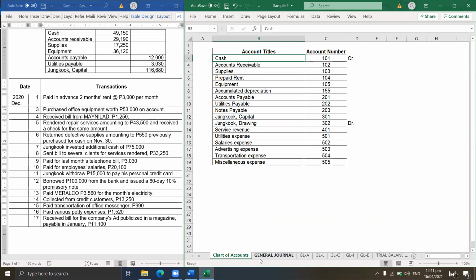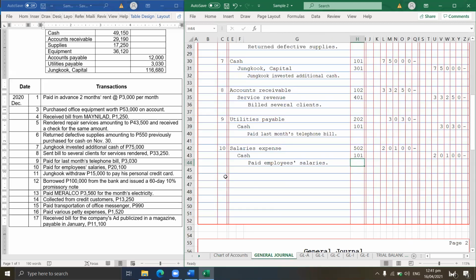Okay, so let's proceed with the journal. So it's leave one space, December 11. Okay, so nag-withdraw si Jungkook. So debit Jungkook drawing.